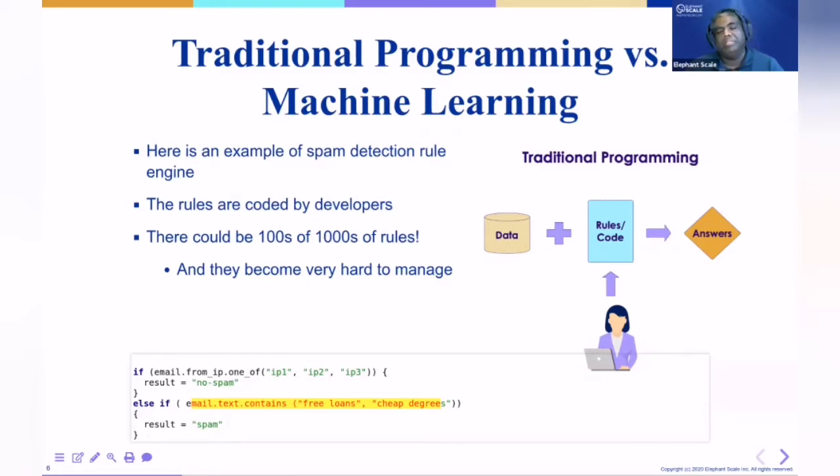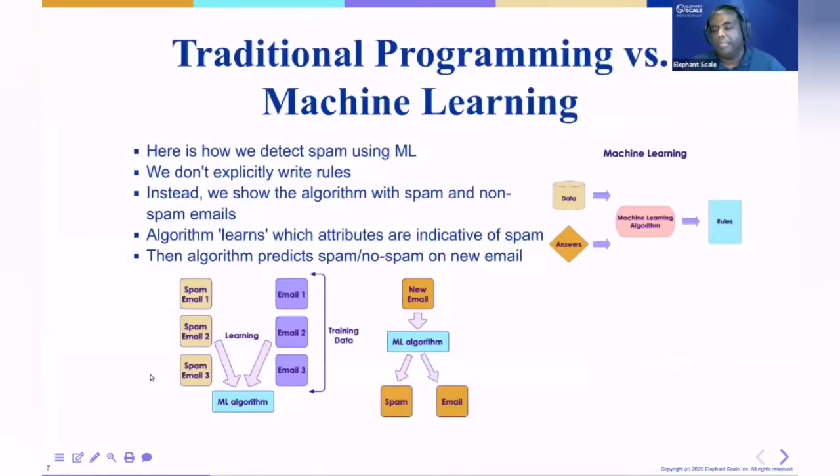But as you can imagine, these rules can get pretty large, even in the hundreds or thousands range, and it becomes very hard to maintain them. This is because these rules we are writing manually. So in the machine learning approach, we don't write rules. We actually teach algorithms. So let me show you in a second.